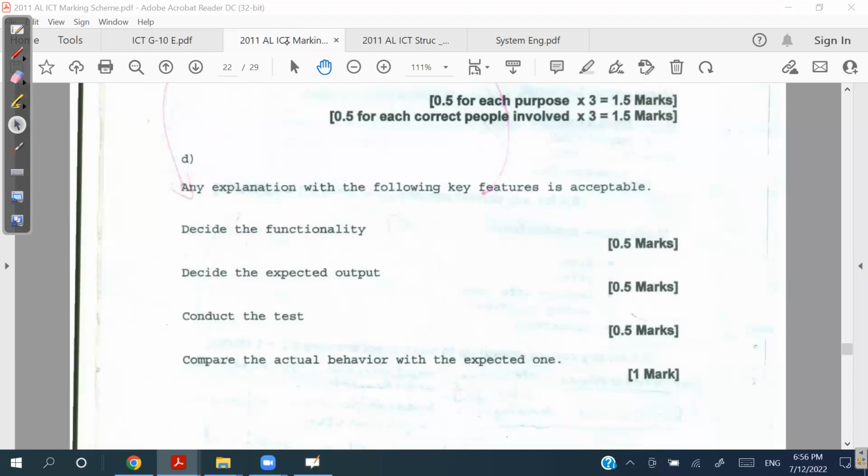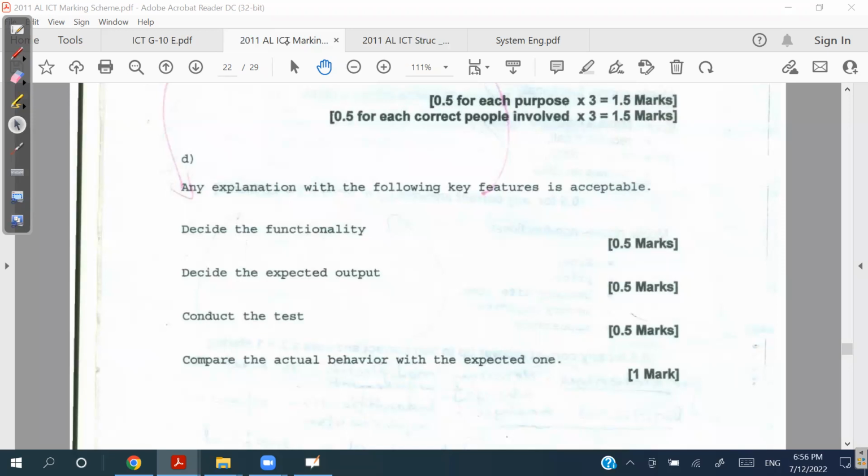Right. So the black box testing, you have to say like how the things are going to happen with the black box testing, right? So black box testing means like you are providing the particular inputs and search for the expected outputs. So you know what's happened when these inputs are given. So you know what should be the output. So you test whether those inputs are given, that particular outputs are given by the device. That is how we are going to do the black box testing, right? So that is why they are like telling about these particular features: decide the functionality, decide the expected output, conduct the test, compare the actual behavior with the expected one.